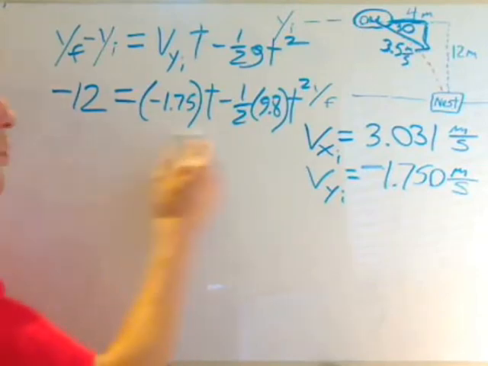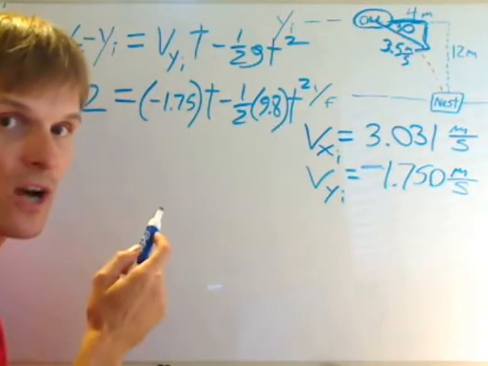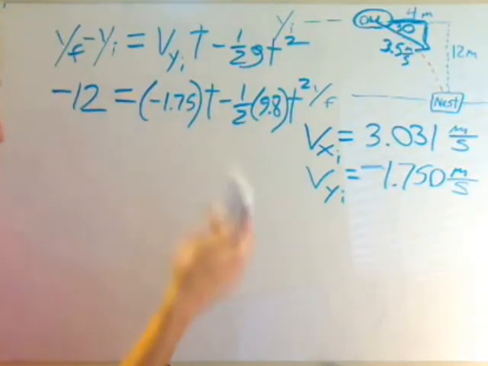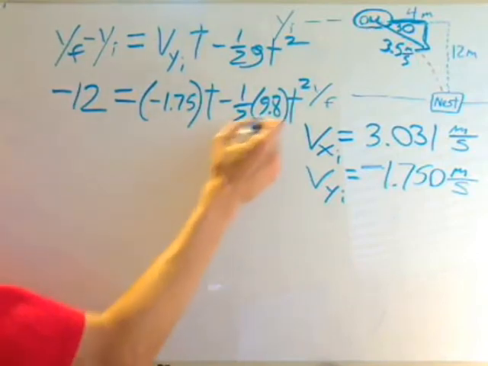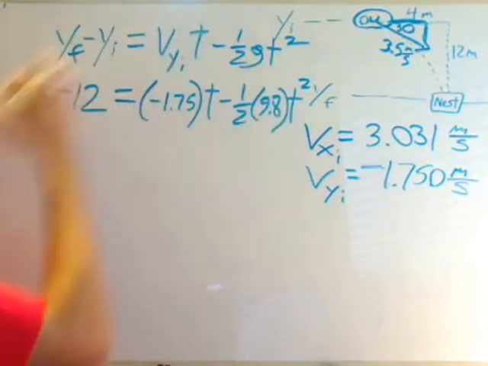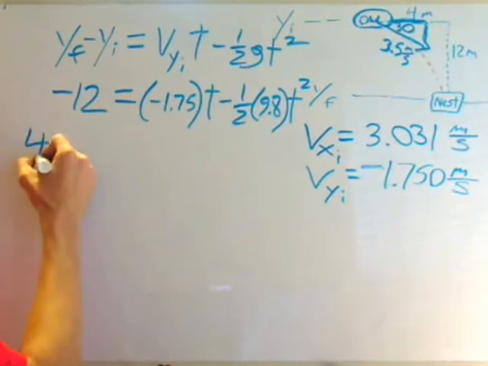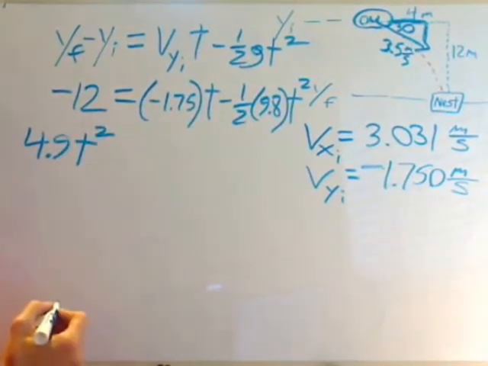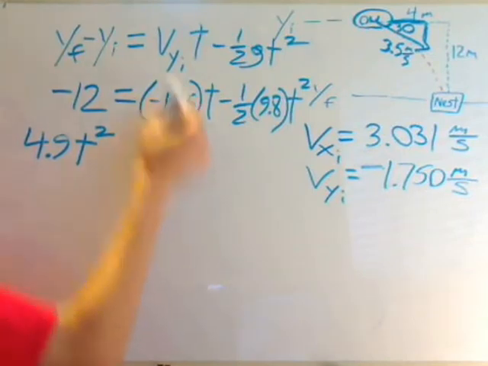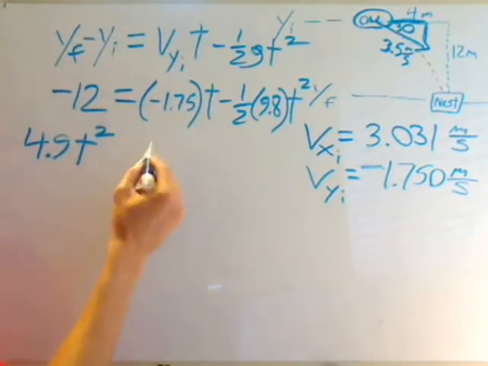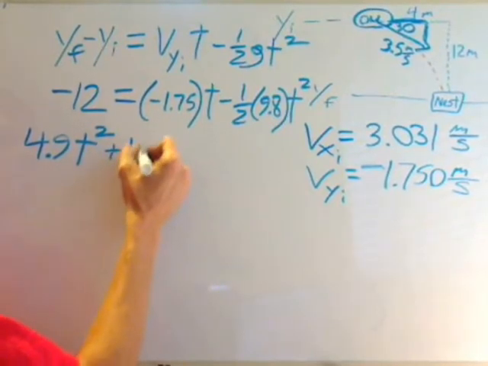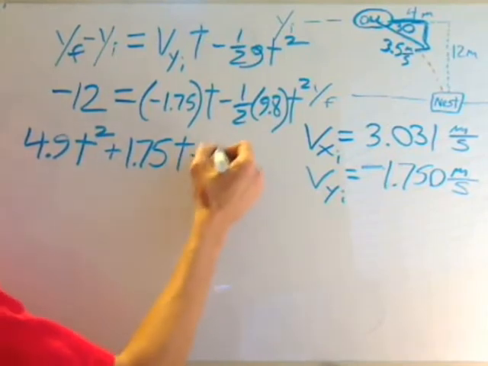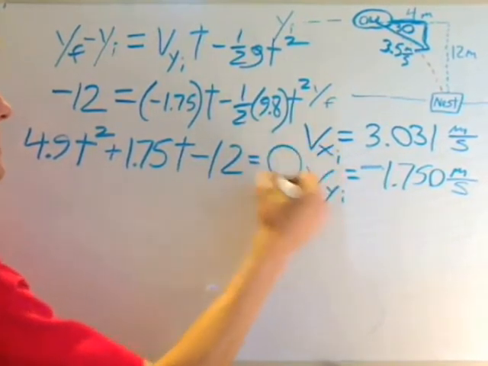Okay, this again is a quadratic equation, and we're going to want to use the quadratic formula. So let's get it into a useful form for the quadratic formula. So after a little bit of algebra, 1/2 times 9.8, add that to both sides, you get 4.9. So 9.8 divided by 2 is 4.9 t squared. We want to bring this over to this side as well. So we get plus 1.75 times time minus 12 equals 0.